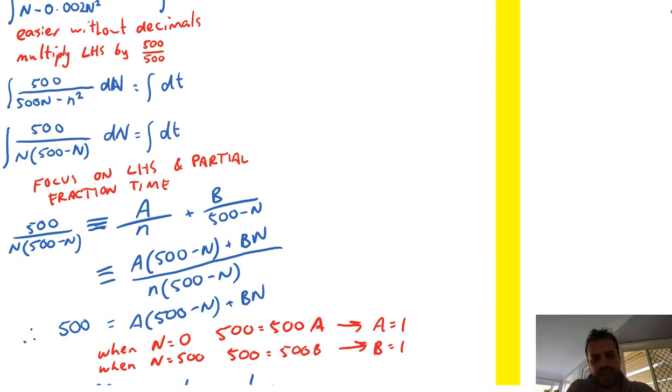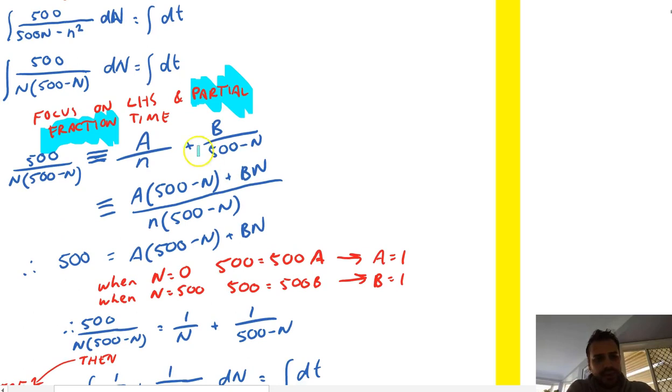Now, it came up in my explanation in the last video, but it's time for some partial fractions again. Because you've got 500 over n times (500 minus n), and you want to find the integral of it. So this is a classic case for partial fractions. So it's going to be A over n plus B over 500 minus n, multiply A by 500 minus n, multiply B by n, over n times (500 minus n).